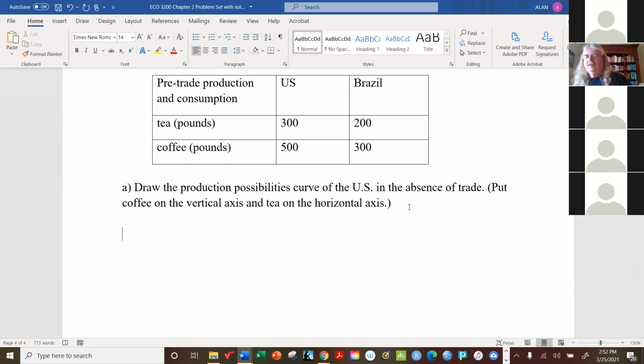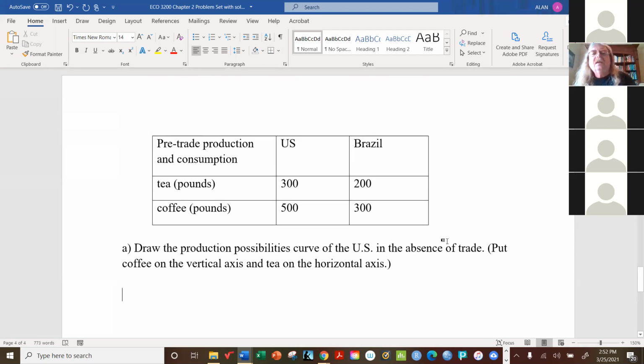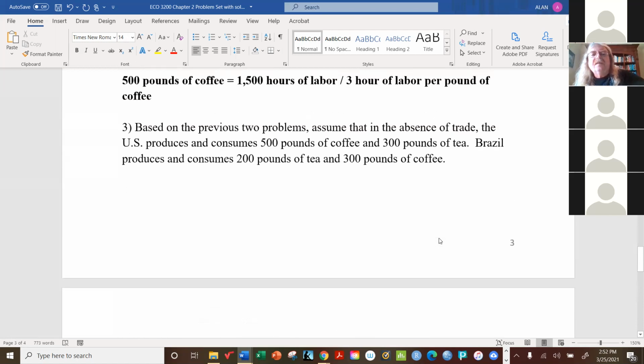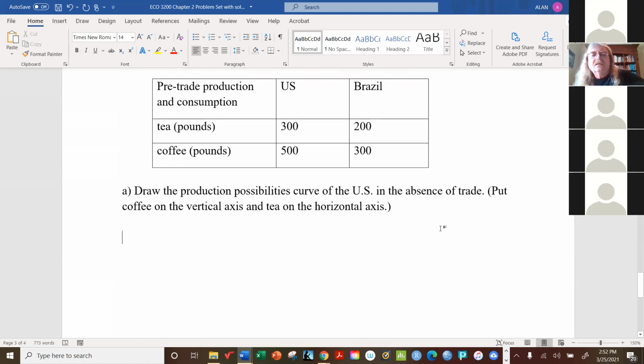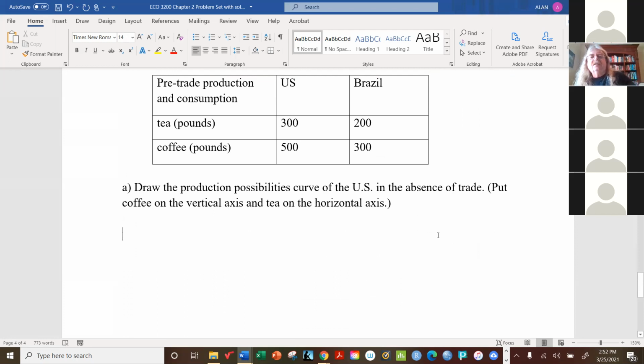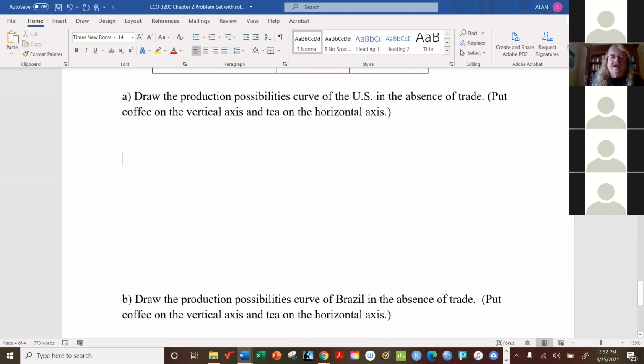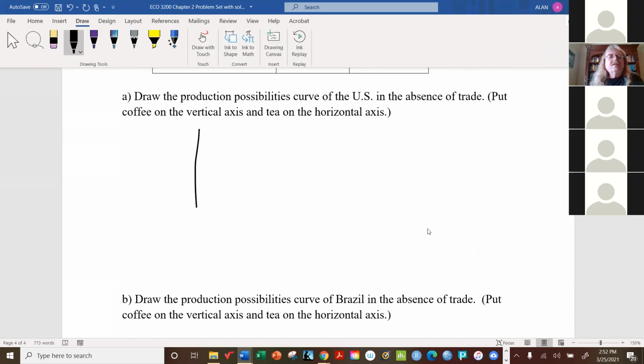All right, so what would these look like? It does tell us in the instructions to make sure that we put coffee on the vertical axis. That way we've all got the same graph. So we have, for the United States, coffee and tea.